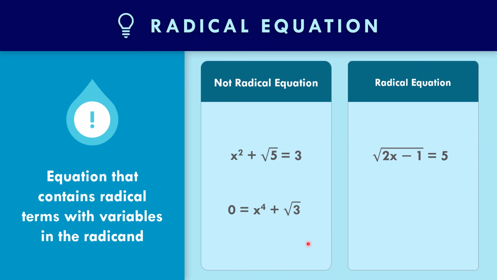An example of a radical equation is the square root of 2x minus 1 equals 5. Another example is the cube root of 2 minus 3x equals 4x. These are radical equations because they contain radical terms with variables. These are the variables in the radical.